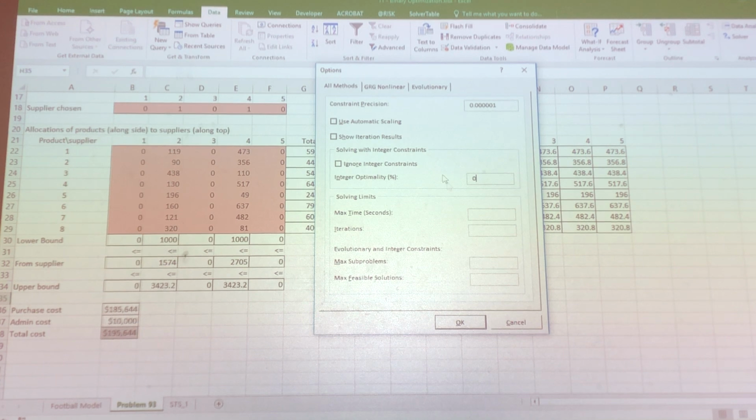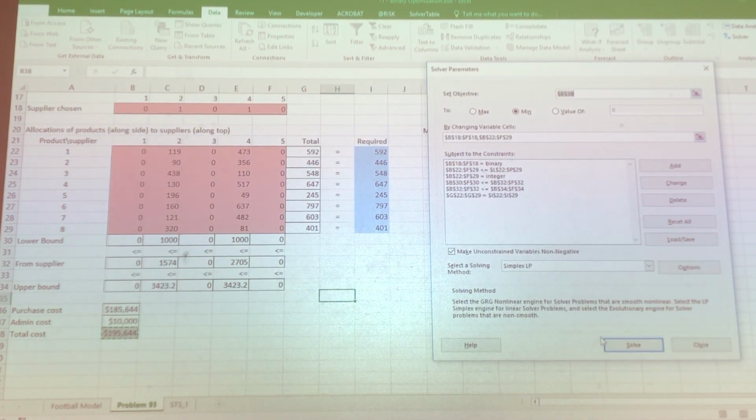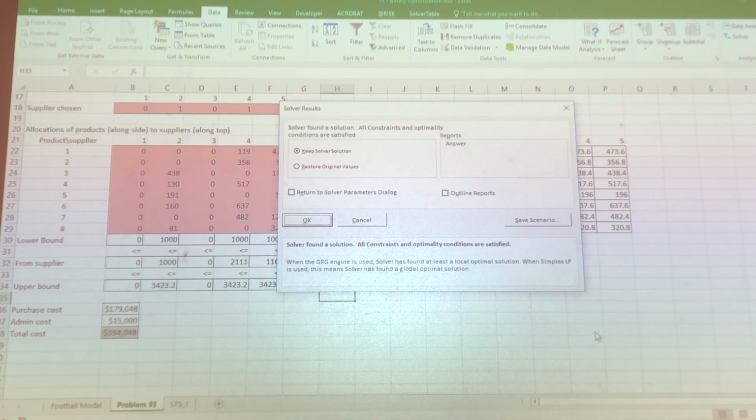In other words, don't just get within 1% of the best answer, get to the best answer. And this problem's not so big that you can't do that. I mean, there would be problems that would be so big you couldn't do that, but this one's not. So let's change our integer optimality to 0, get to the best answer, and then when you solve it, you actually get 194,048. Mine was already on 0.